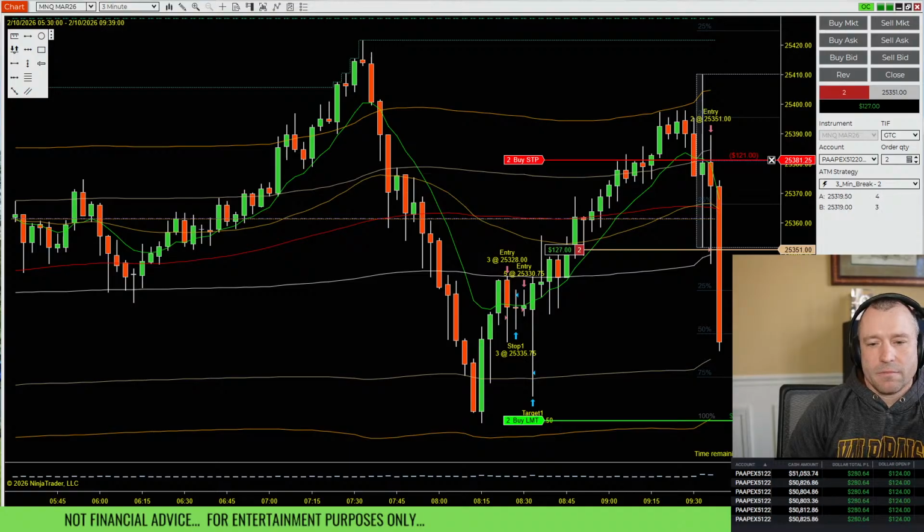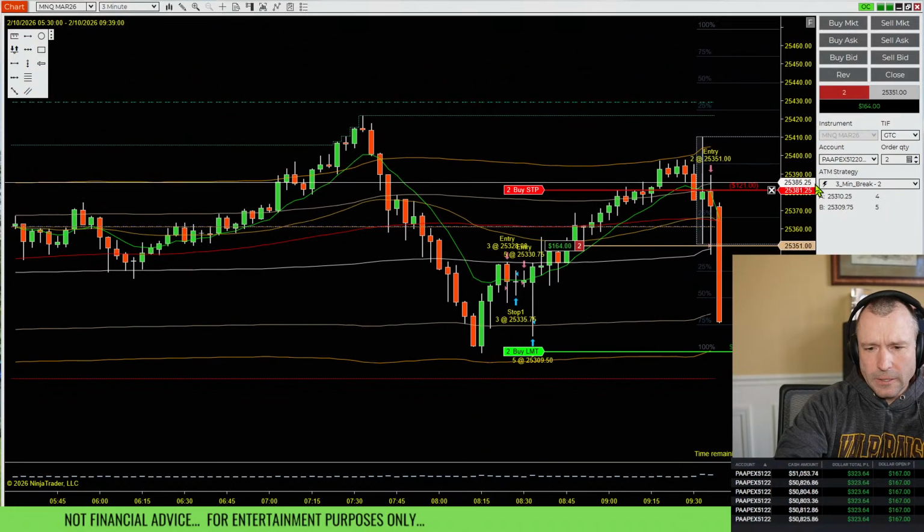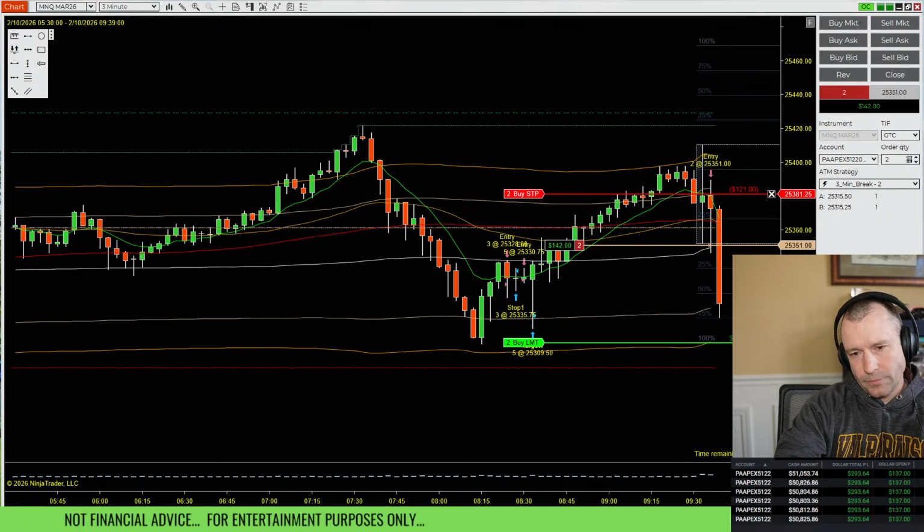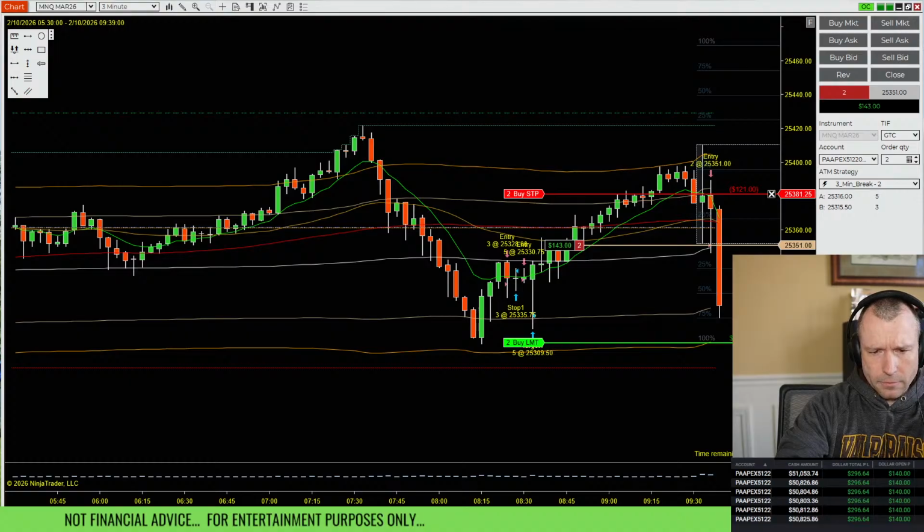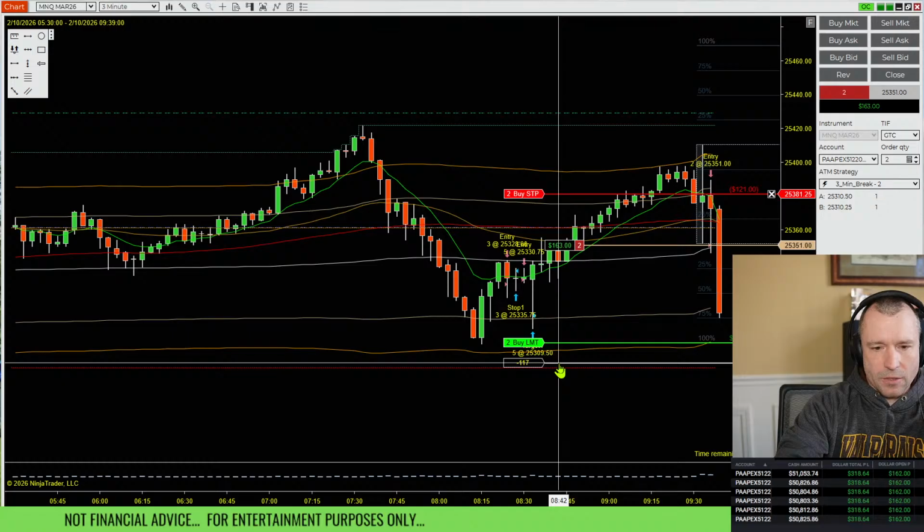Target's in kind of a dangerous place. Thing is, if it breaks through that bottom, it's probably going to go further. I almost wonder if I should move my target down. I probably shouldn't. I'm going to move this down to just below the low of day.